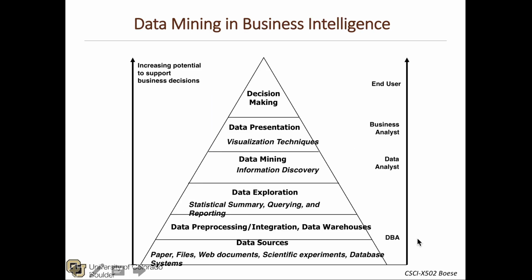So with data mining and business intelligence, this is a great diagram to show the data sources down at the bottom, where we might have data coming from files, Excel, from a database. You can get your data from a bunch of different sources. It could be streaming data as well, which is kind of on the forefront of data mining research right now. And this is where typically a DBA, database administrator, might be working.